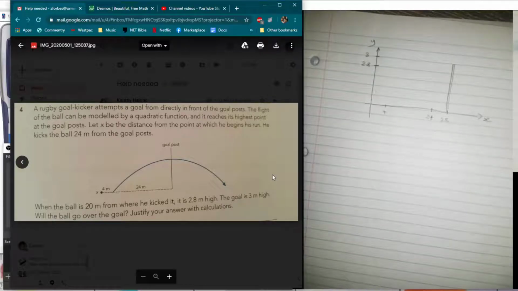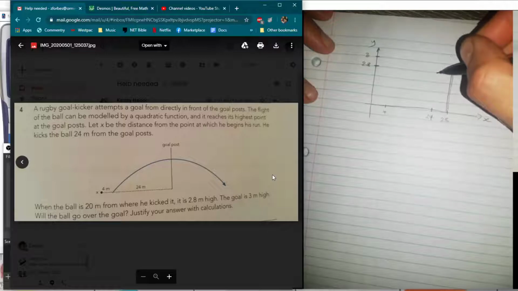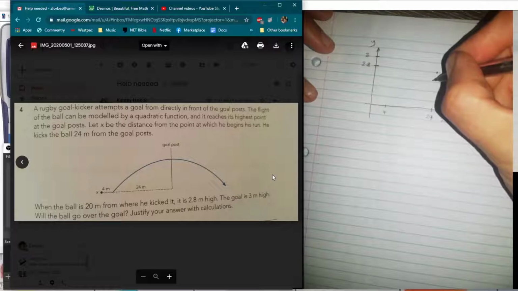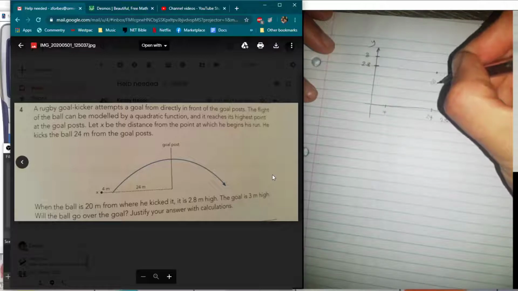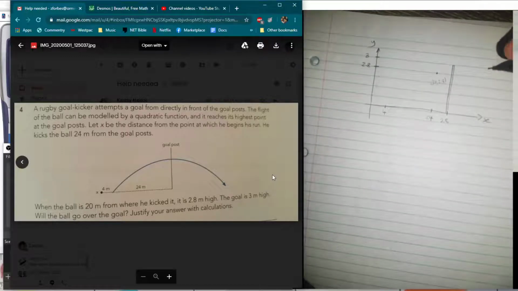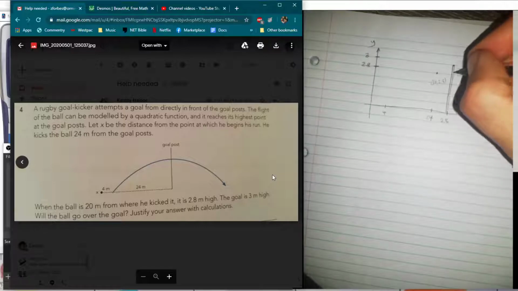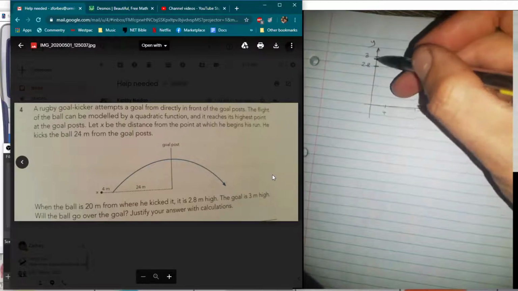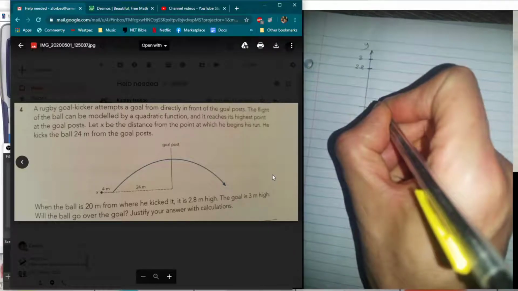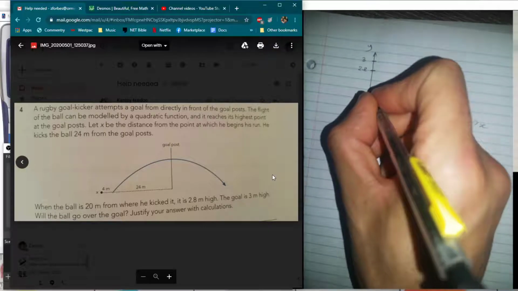It is 2.8 meters high. So right here we have a point. This point is known, and it is 24, 2.8. And the question they're asking is when it's here at 28, can it clear this 3 meter post? So this is also a point where we know that the ball was definitely at, which is 4, 0.